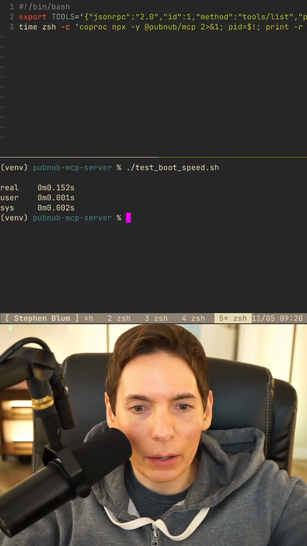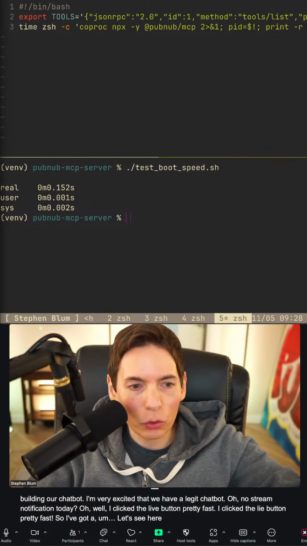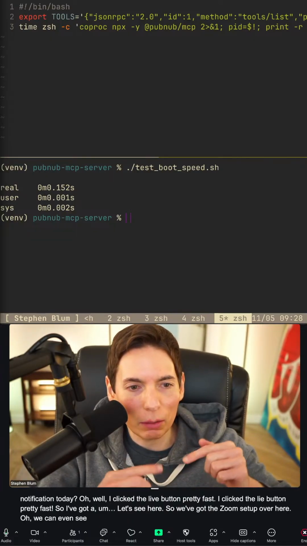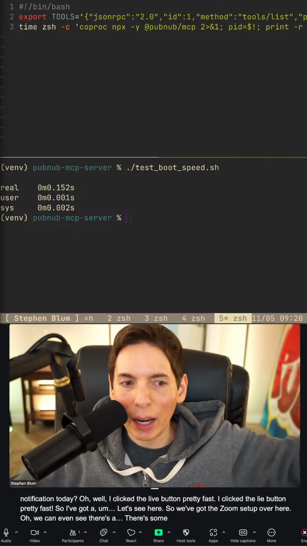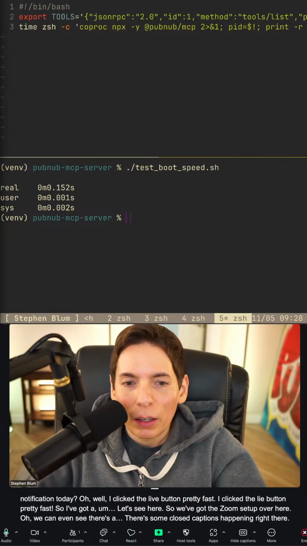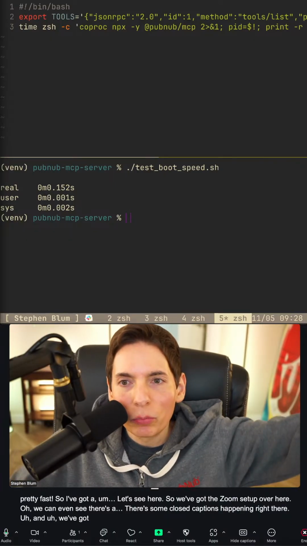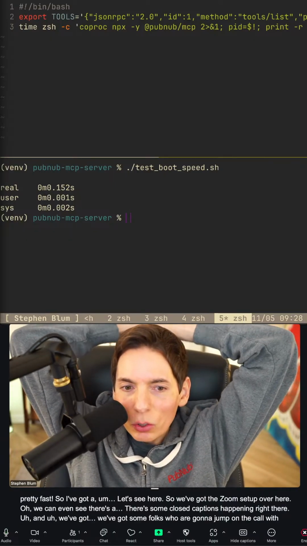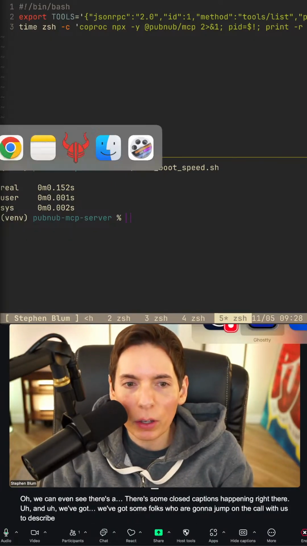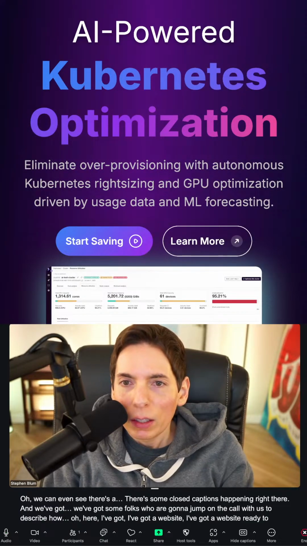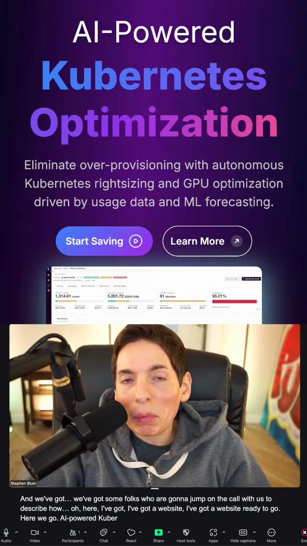So I've got the Zoom set up over here. We can even see there's some closed captions happening right there, and we've got some folks who are going to jump on the call with us to describe how. Here I've got a website ready to go. Here we go. AI powered Kubernetes optimizations. I'm kind of curious about this.